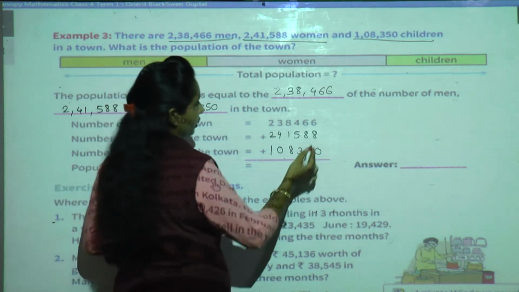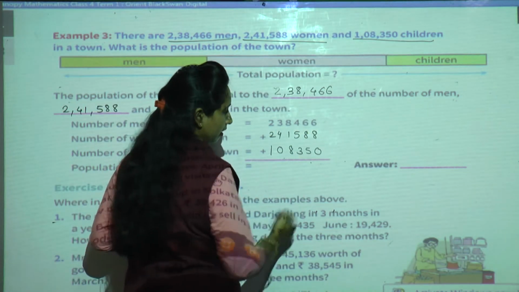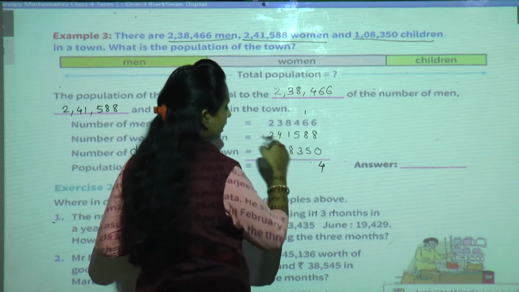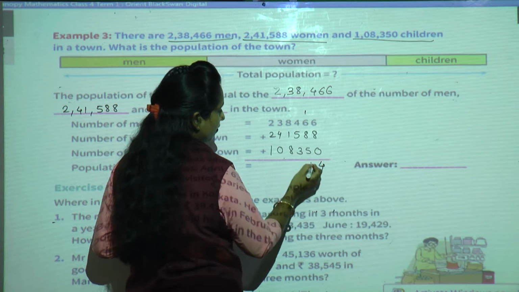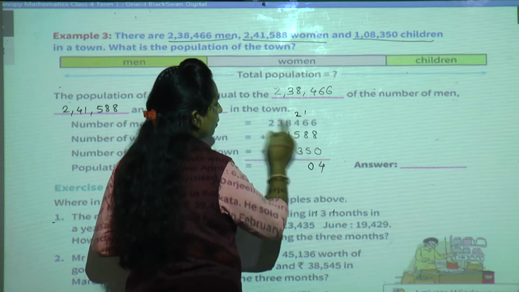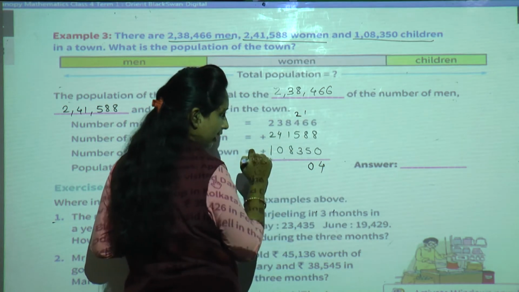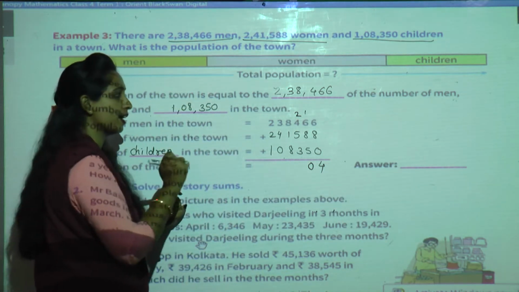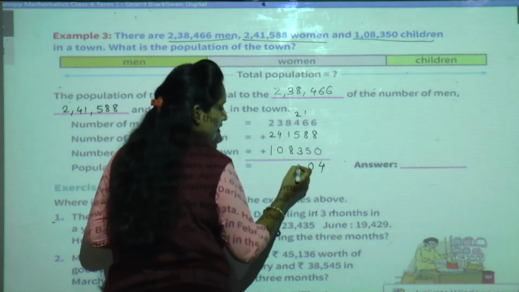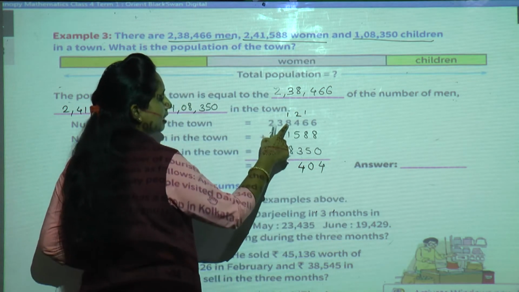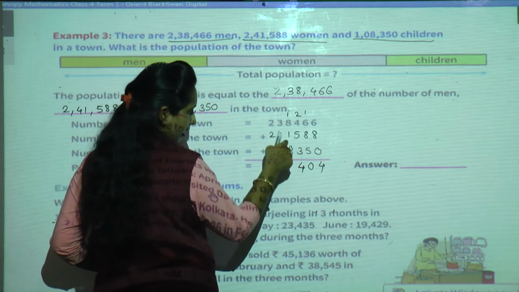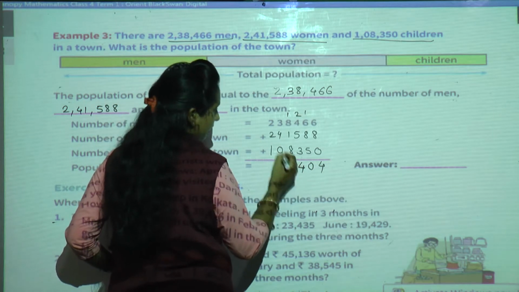Now we will do the addition. 6 plus 8, 14. 1 will carry. 6 plus 8, 14 plus 1, 15. 15 plus 5, 20. 2 plus 4 is 6. 6 plus 5 is 11. 11 plus 3, 14. 1 will carry. 1 plus 8 is 9. 9 plus 1 is 10. 10 plus 8 is 18.